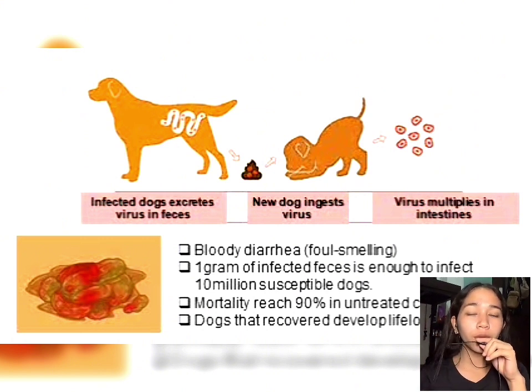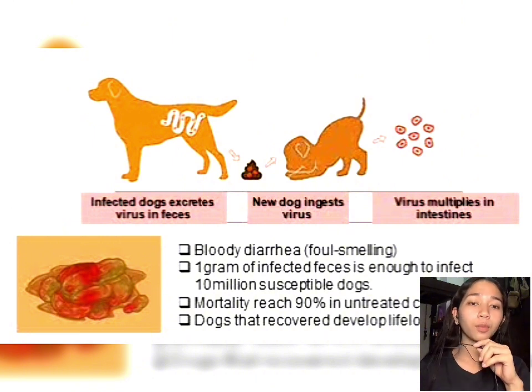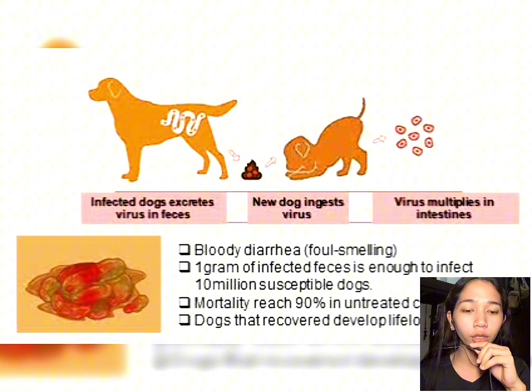These virus-infected fecal excretions may be sniffed or ingested through the oronasal route by another dog. So the other dog may become infected and the virus multiplies in the intestine. Now this dog also acts as a carrier and sheds the parvovirus through its fecal excretions. So it's just a matter of a cycle. Mortality rate reaches up to 90% in untreated cases, and the dog that recovers develops lifelong immunity.